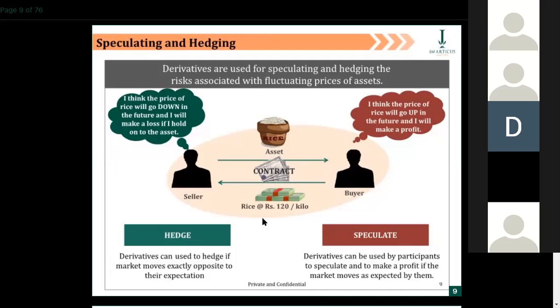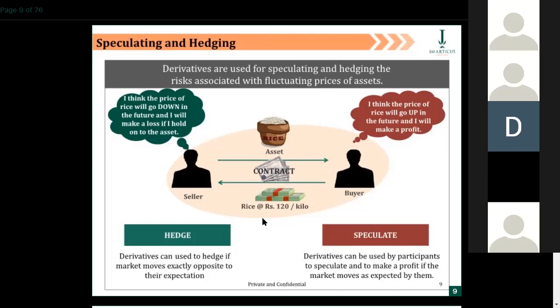I think the price of rice will go up in the future and I will make profit. So this is what the buyer is thinking, right? And I think the price of rice will go down in future and I will make a loss if I hold on to it. So when a contract is being signed, there has to be two opposite thoughts. Then only this kind of a contract can be signed.